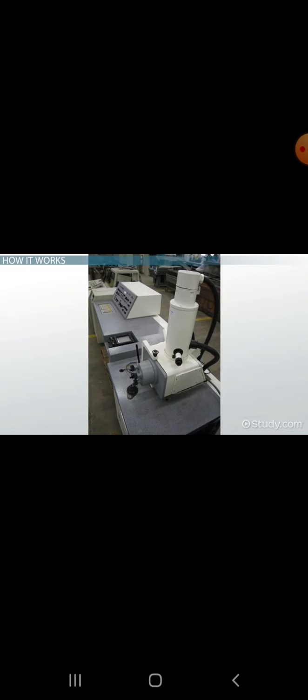The basics of how a scanning electron microscope works are not too hard to understand. This type of microscope uses a beam of electrons. An electron is a very light subatomic particle with a negative charge. You've surely heard of them when you studied electrons, protons, and neutrons, which help make up atoms. Well, a scanning electron microscope uses an electron gun to produce this beam of electrons.